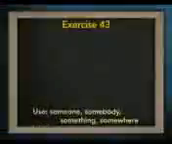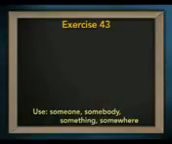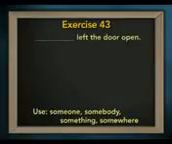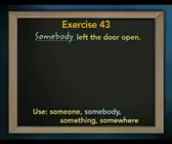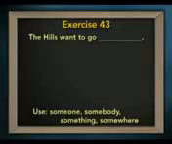Let's try an exercise. Okay? In the exercise, you'll have a chance to complete some sentences, and of course, using someone, somebody, something, somewhere. For example, you'll see an incomplete sentence like, blank left the door open. And you simply write, somebody left the door open, right? Not something, somebody. Or someone. Great. One more. The Hills want to go blank. And you write, yes, the Hills want to go somewhere.